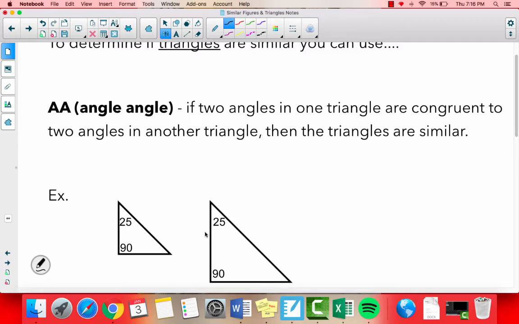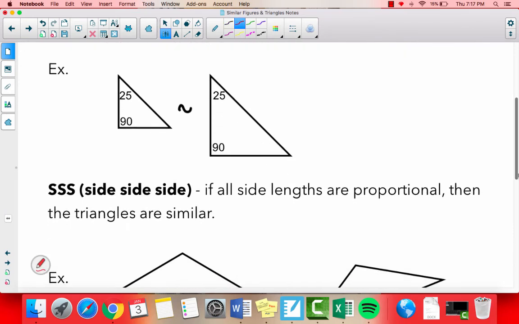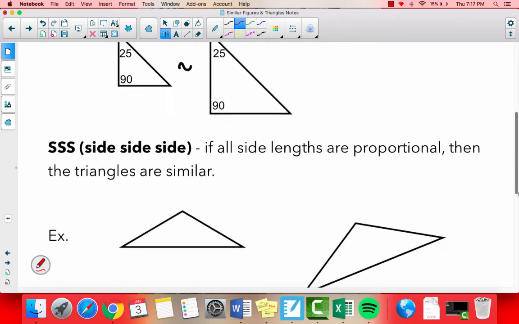Both had 25-degree angles and 90-degree angles, and because that fits our angle-angle theorem, then we would know that these two triangles are similar to each other. Okay? Now the second example is going to be familiar to you, and that is the side-side-side.